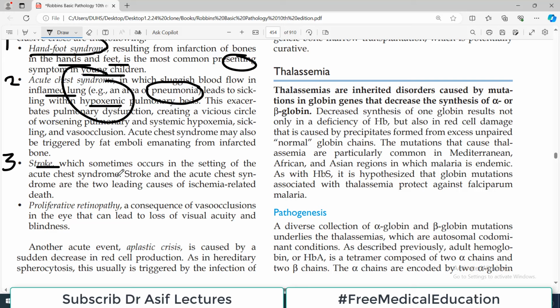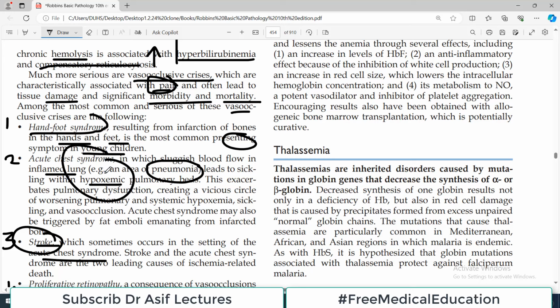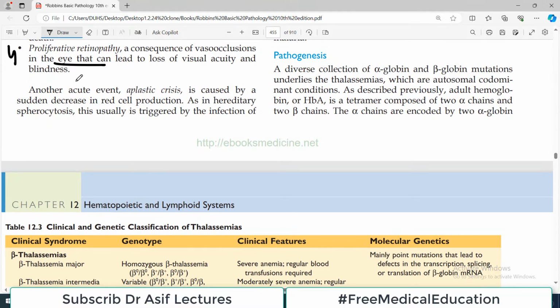A stroke sometimes occurs in the setting of acute chest syndrome as well. Stroke and acute chest syndrome are related, and this can lead to damage to the brain. Proliferative retinopathy is a consequence of vaso-occlusion in the eye. So all these are important syndromes by which patients are presenting to the clinic. So they are very common, and you should know these complications.